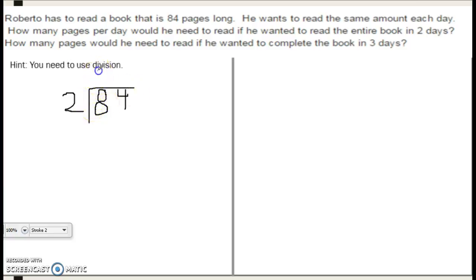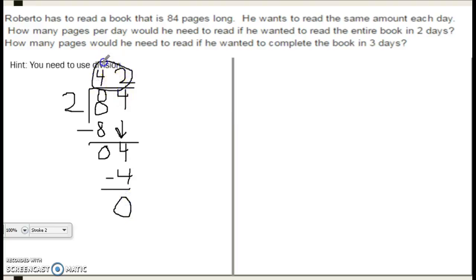2 goes into 8 4 times. 4 times 2 gives us 8. 8 minus 8 is 0. Bring down the 4. 2 goes into 4 2 times. Remember your multiplication tables. 2 times 2 is 4. 4 minus 4 is 0. So 42 pages per day is needed if he wants to read it in 2 days.